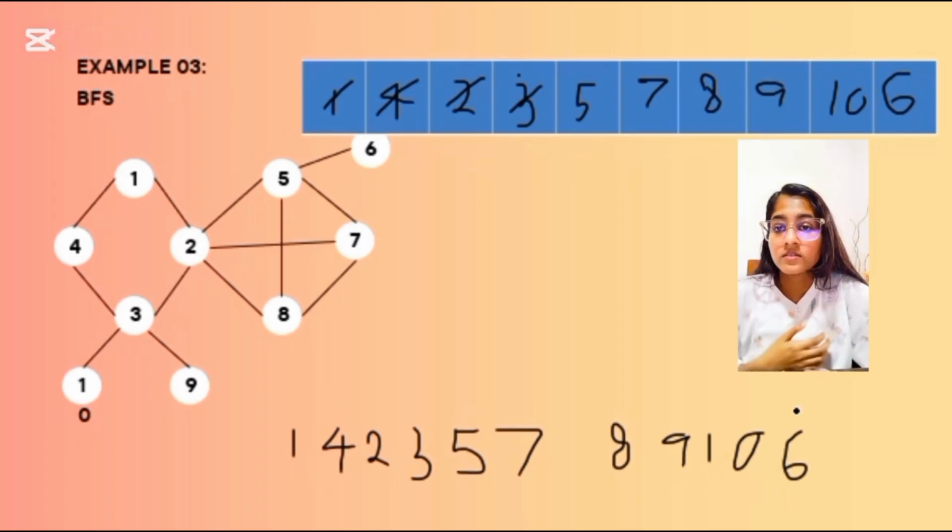And now you can see that we visited 1, 4, 2, 3, 5, 7, 8, 9, 10 and 6, and they also contain in this breadth first search. So this is the breadth first search that can be performed using this graph.